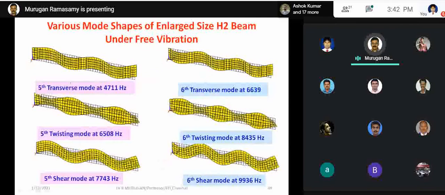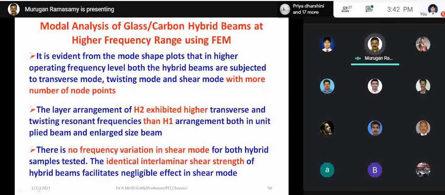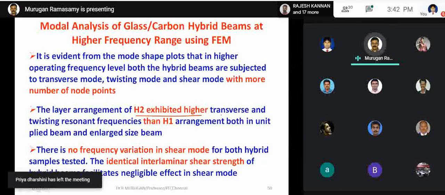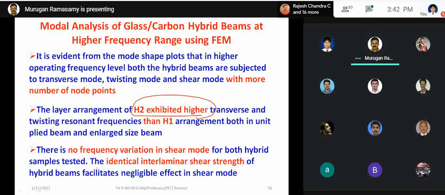And these are the various mode shapes obtained through ANSYS. If you carefully look at this diagram, you can understand. This is the transverse mode, this is the twisting mode, and this is the shear mode. You have to carefully see and extract from ANSYS. And the important observation is the H2 layering arrangement. We are getting high frequency values because it has high structural modulus, and no frequency variation for the shear mode. That is also verified through the shear strength value.